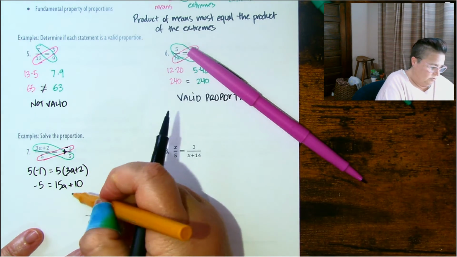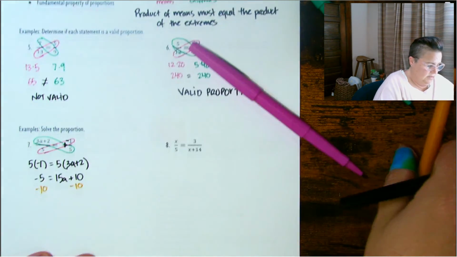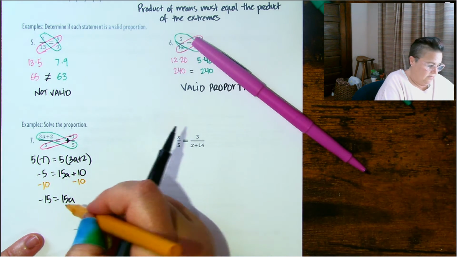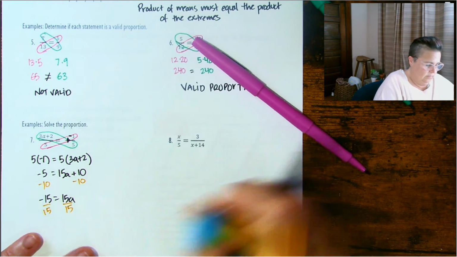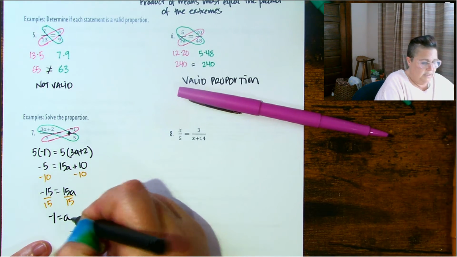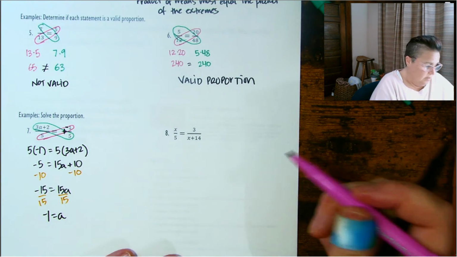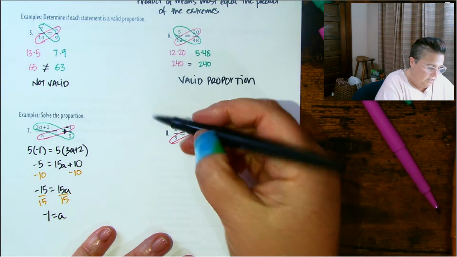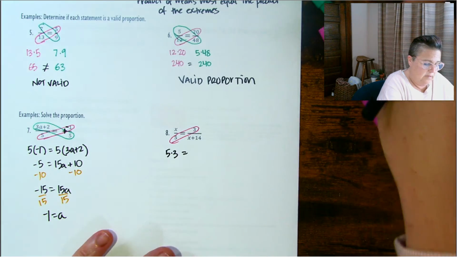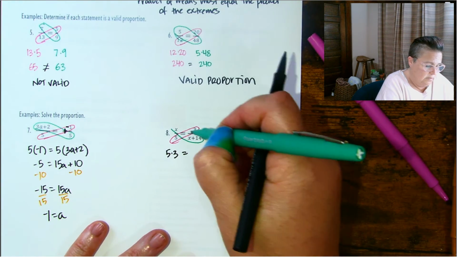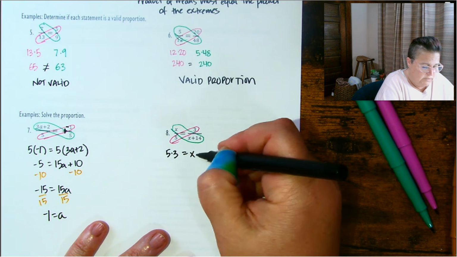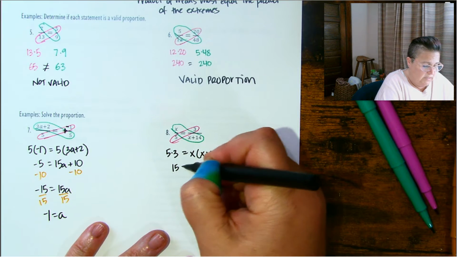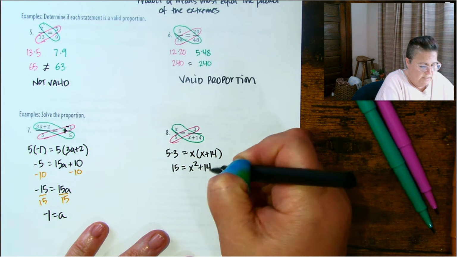I'm going to subtract 10 from both sides. And I have a negative 15 is 15a. I'm going to divide by 15. Negative 1 is equal to a. Yay! Likewise, for the second one, the product of the means, that's 5 times 3, has to equal the product of the extremes, x times x plus 14. This is going to give me 15 is x squared plus 14x.